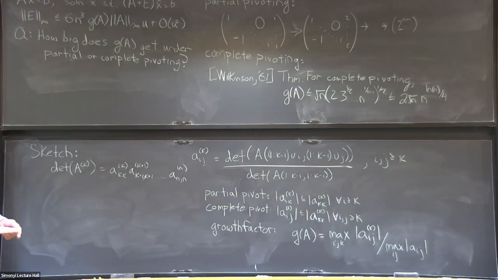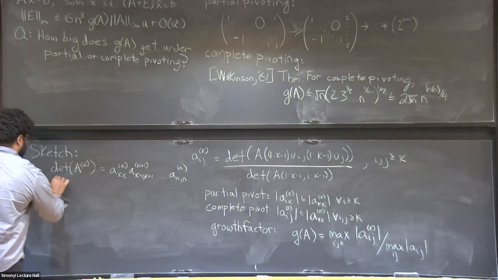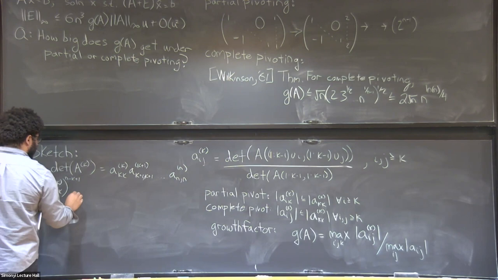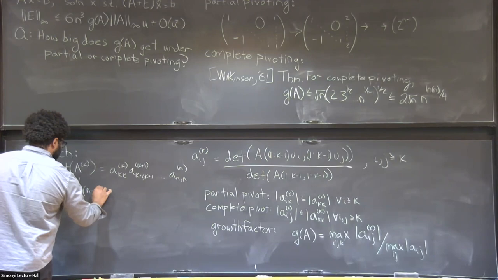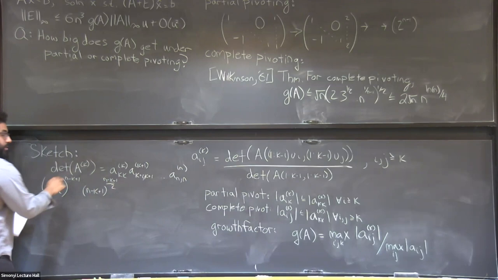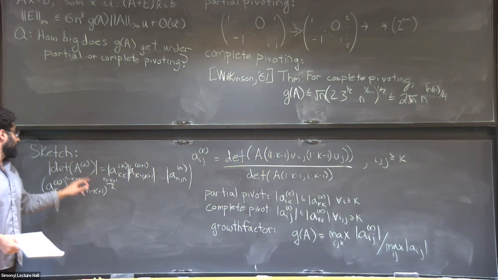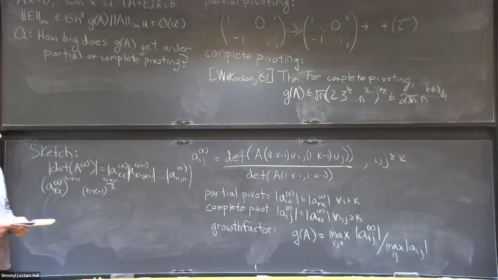And if you simply use Hadamard's inequality on each of these matrices, what you'll get is that the largest magnitude entry to the n minus k plus one, times n minus k plus one over two, is an upper bound for the magnitude of this determinant. So you have an inequality for every k, and then simply adding them up in an intelligent way is how you get this bound. This is the only property you use.